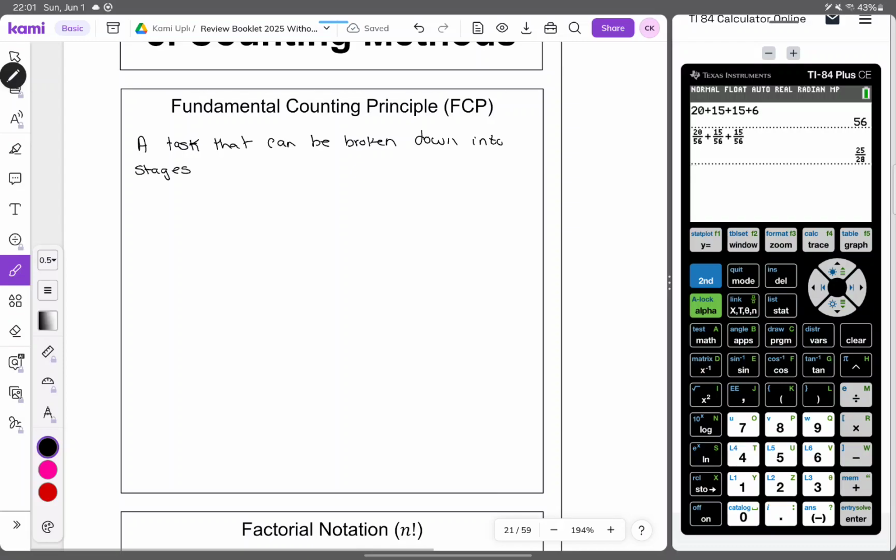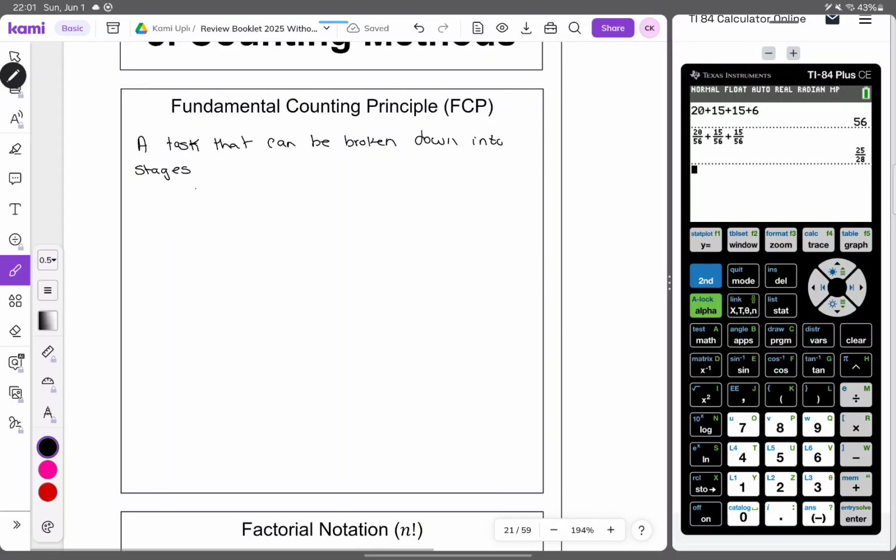So this might be getting dressed in the morning. You have to choose your shirt, your pants, your shoes. This might be making a sandwich. You have to choose your bread, your meat, your cheese, your vegetable. If it can be broken down into stages, it's going to be your fundamental counting principle.